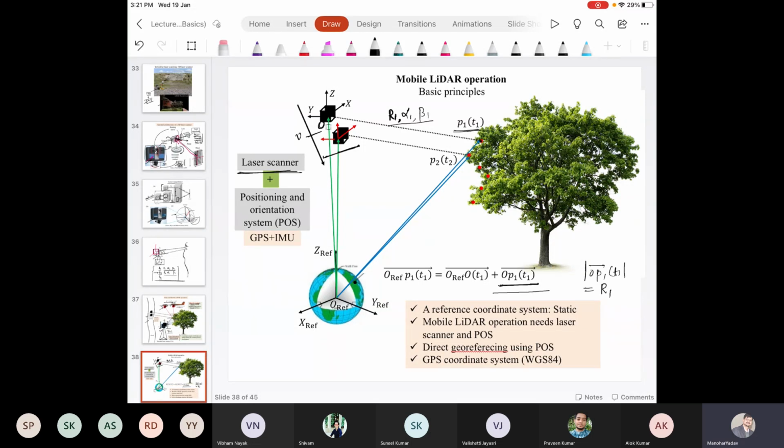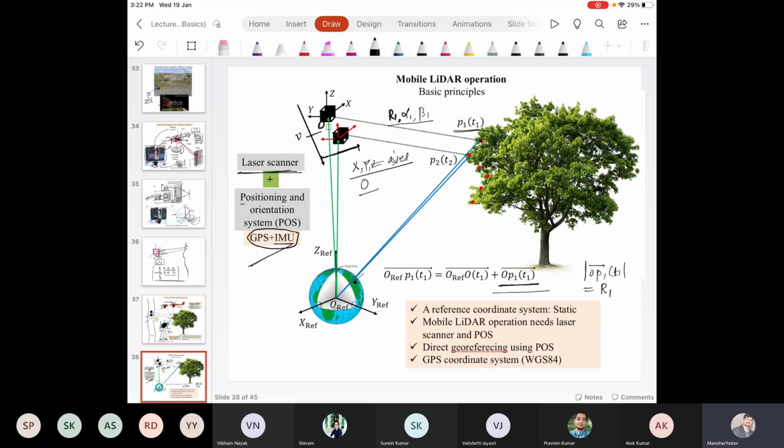So what is the task of the additional sensor unit? To track the change in the coordinate system of the laser scanner unit. The additional sensors required in this case are the GNSS, Global Navigation Satellite System, that is GPS, and the Inertial Measurement Unit, IMU. When you integrate the GPS and IMU, it is called a Positioning and Orientation System. It calculates the trajectory information of the moving platform. Ultimately, you get information about how the internal coordinate system of the laser scanner unit is changing: the orientation of the X, Y, Z axes and how its origin O is changing.